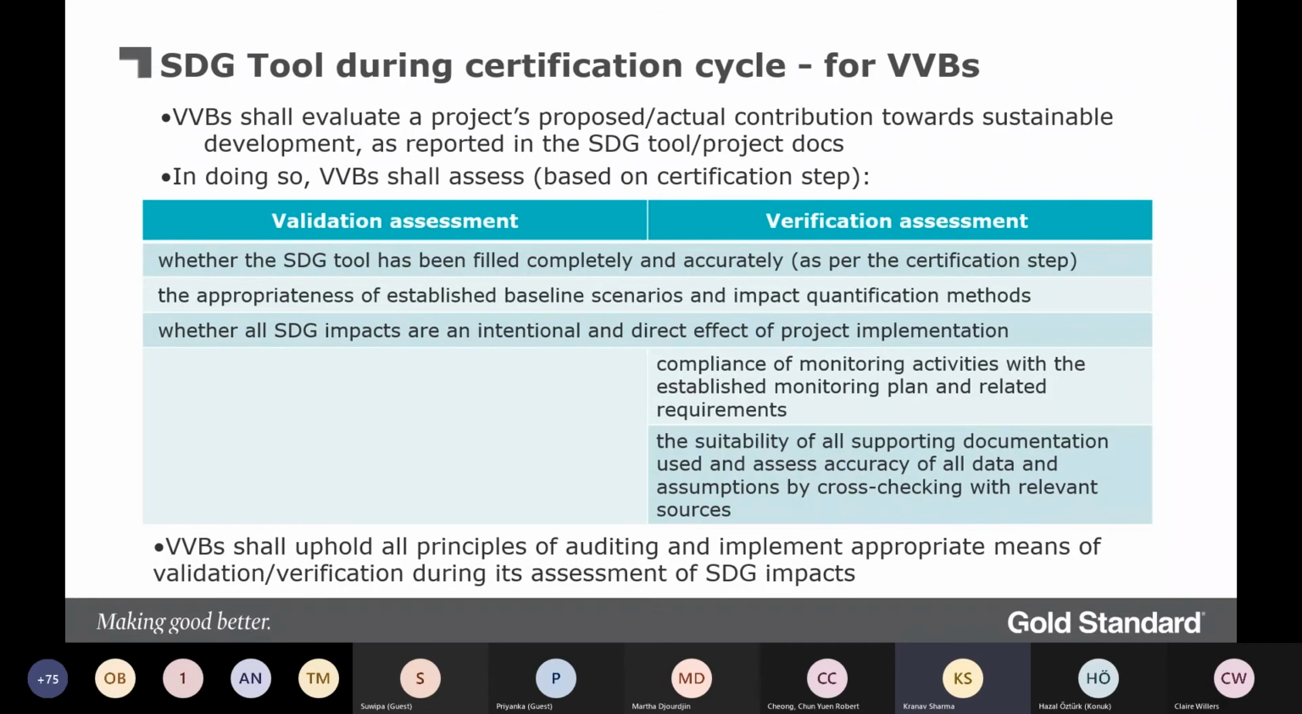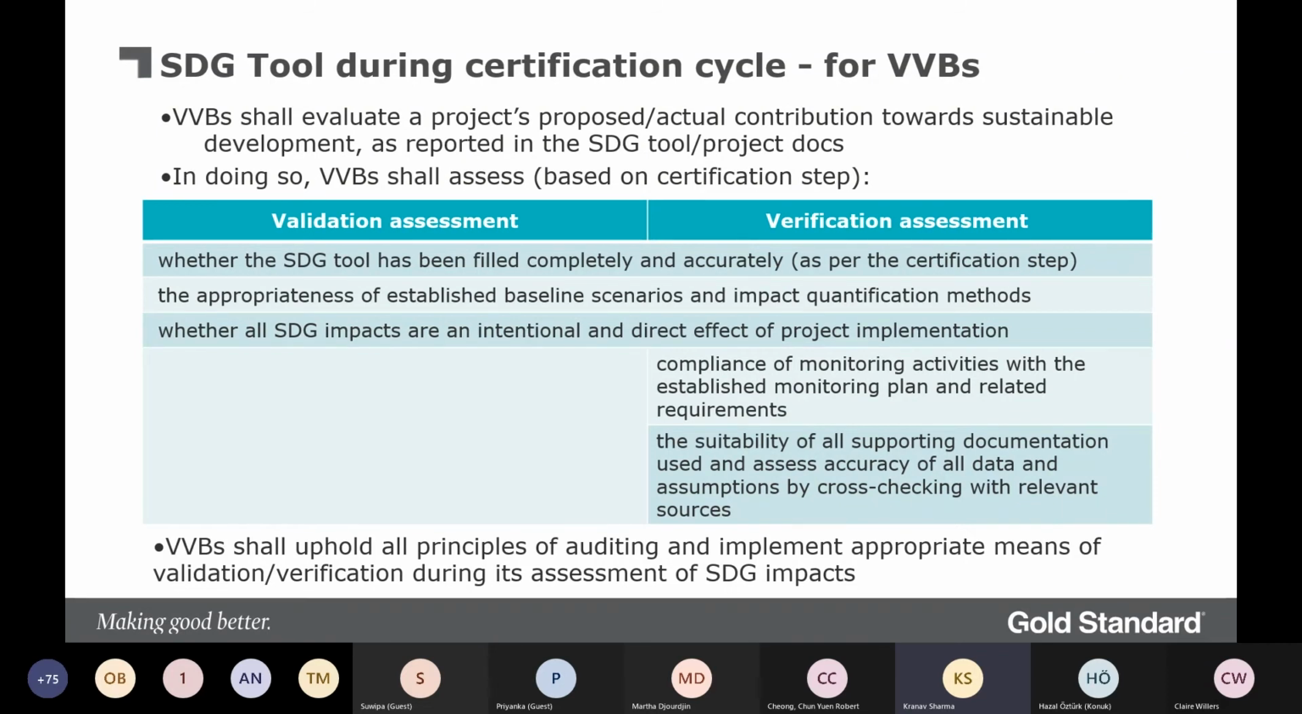from a GS point of view, that all SDG impacts need to be intentional as well as direct, and as a result of the implementation of the project. So this is something that needs to be taken into consideration by VVBs during their assessment, and VVBs would need to then provide their opinions as well in regards to all of these requirements.